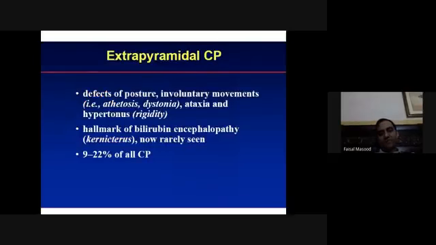Extrapyramidal CP, defects of posture and involuntary movements, athetosis, dystonia, ataxia, and hypertonus. There is a difference between spasticity and rigidity. Spasticity is a continuous process of increased muscle tone, while rigidity is a pathological stiffness of the muscle.